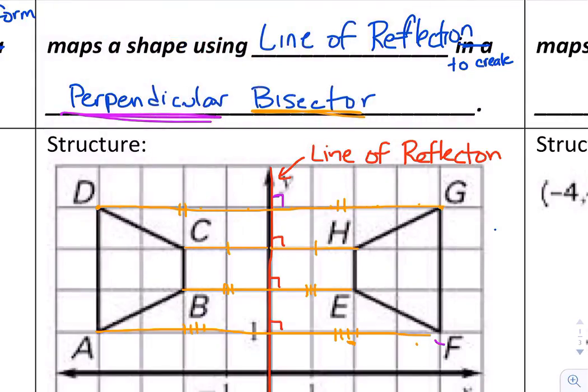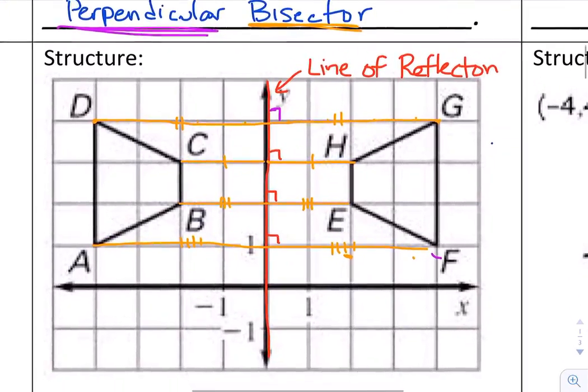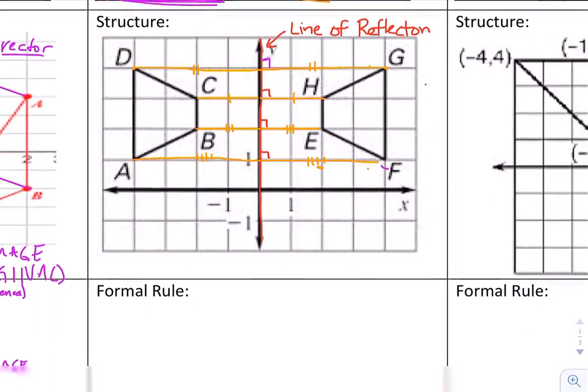And so if this happens, if this is a structure you see, you can guarantee yourself a line of reflection. Now, if it's not perpendicular and it's not been bisected, no bueno. You can't actually use it. But in this particular case, we do have a line of reflection. Ergo, it is going to be a reflection.